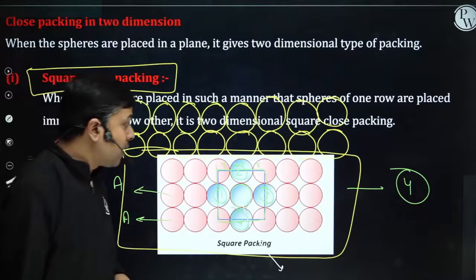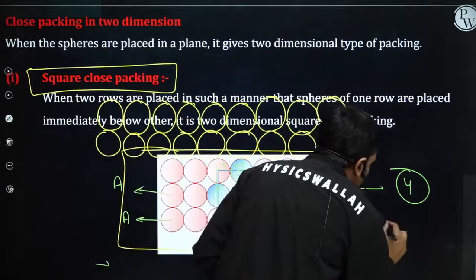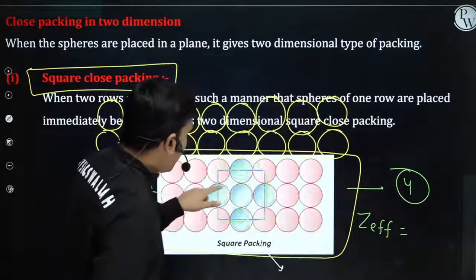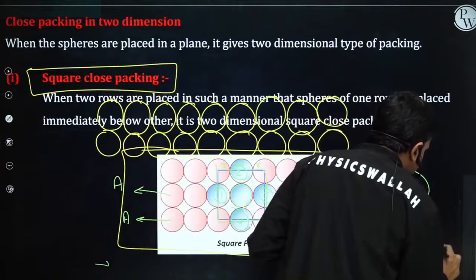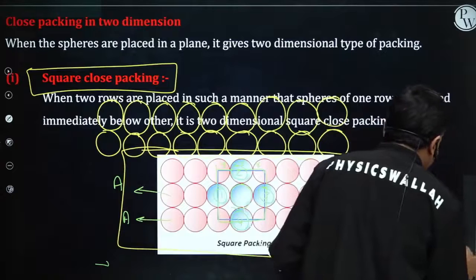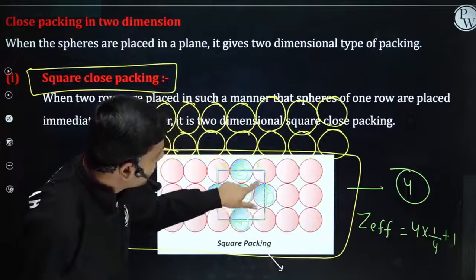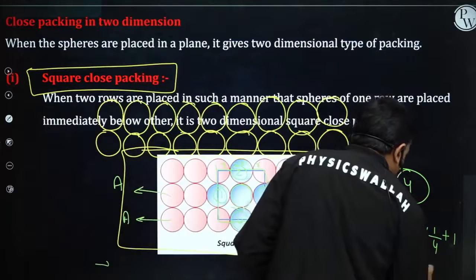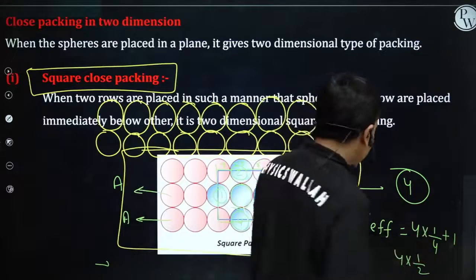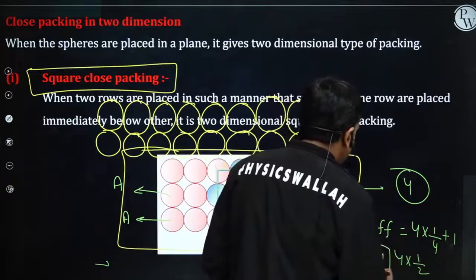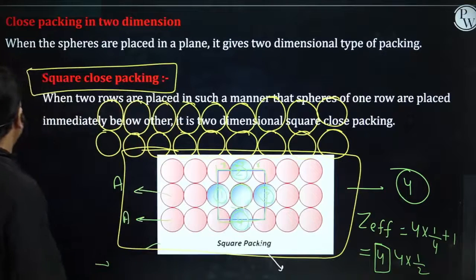Now we have to calculate Z effective. What's Z effective here? Student, if I talk about the effective number of atoms in one unit cell, it's 1, 2, 3, 4. So 4 into 1 by 4 plus 1 complete plus half of this one, half of this one, half of this one, and half of this one. So 4 into 1 by 2. So it's 2 from here, 1 from here, and 1 from here. Z effective is 4. 4 spheres lie in one unit cell. Am I clear?